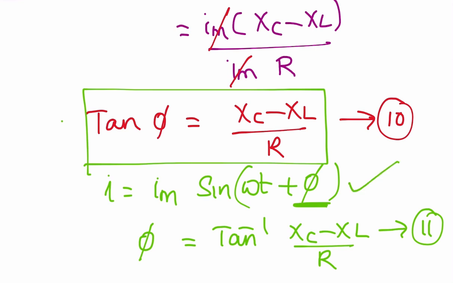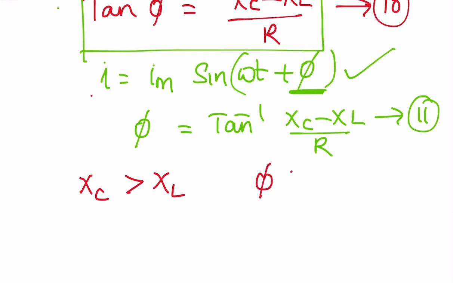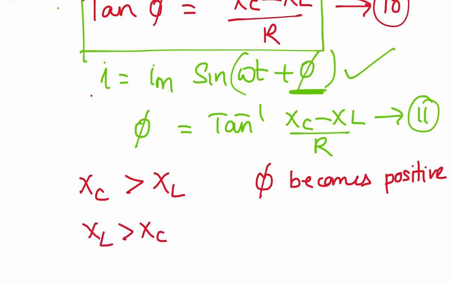Now here is one more important point I want to tell you. Suppose XC is greater than XL, we call it a capacitive dominant circuit, that is, the circuit is predominantly capacitive. In this case phi becomes positive. Very important point to be noted. But in case XL is greater than XC, we call it an inductive dominant circuit. The circuit is predominantly inductive. In this case, phi becomes negative.